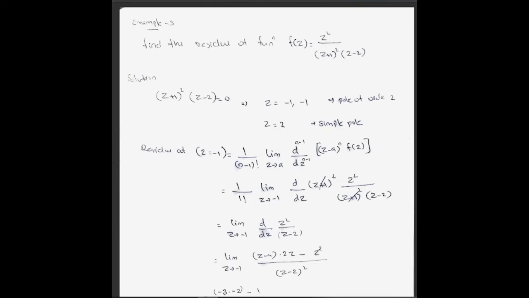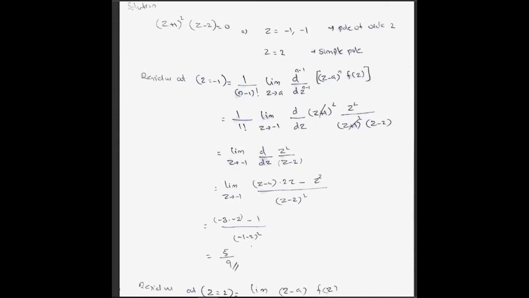So we see another example. Find the residue of the function f of z equal to z square by (z plus 1) whole square into (z minus 2). So we set the denominator to 0. So (z plus 1) whole square into (z minus 2) equal to 0. So the poles are z equal to minus 1, which is of order 2, and z equal to 2. It's a simple pole. We calculate the residue at z equal to minus 1.